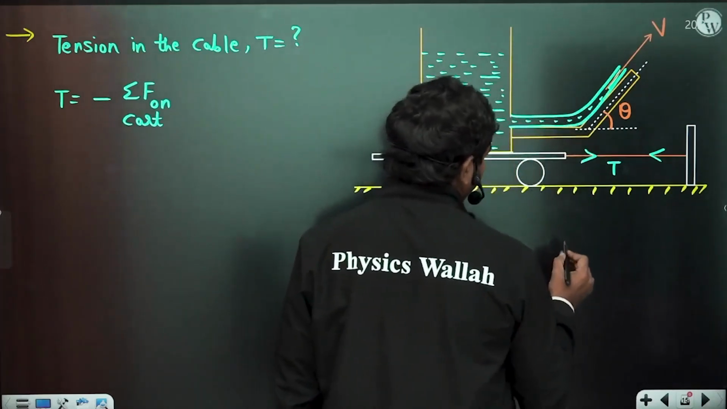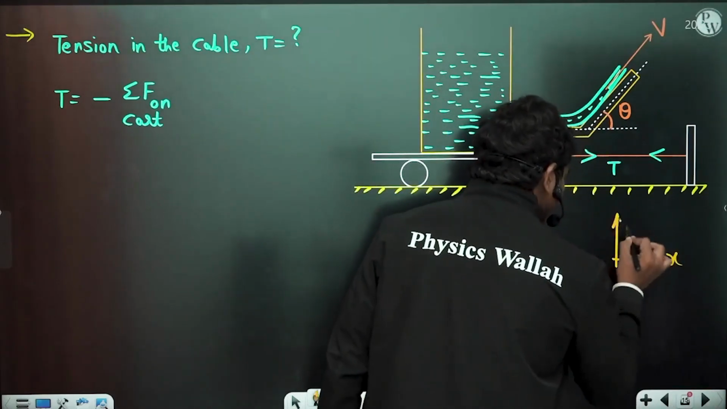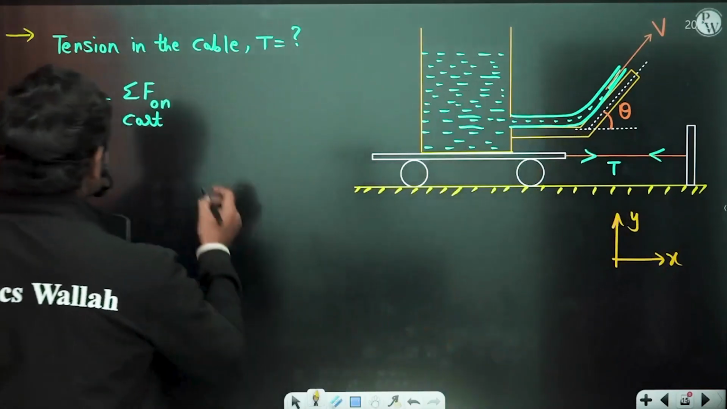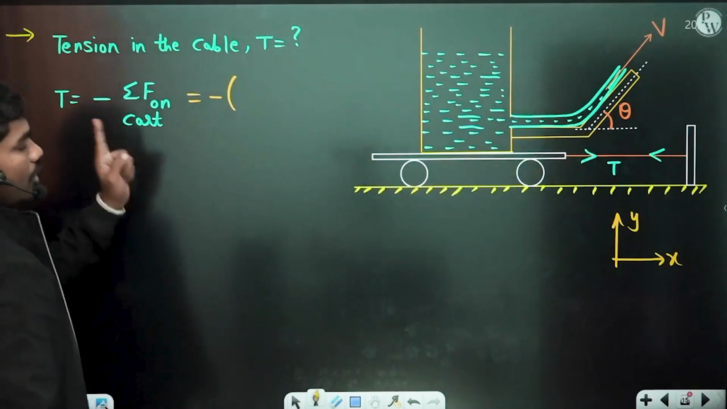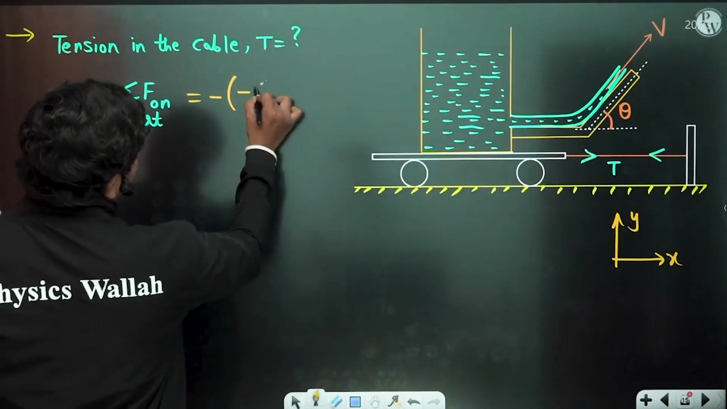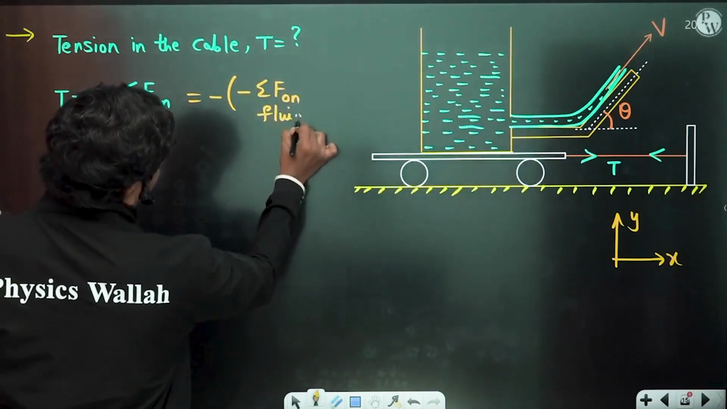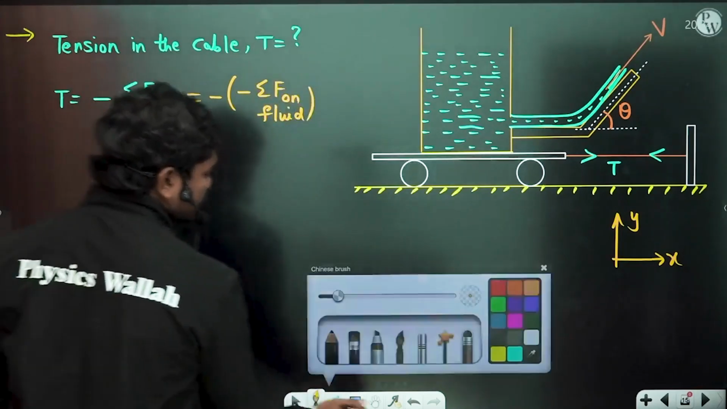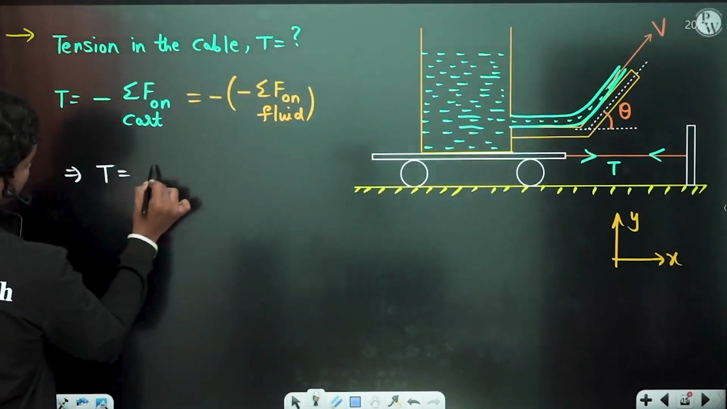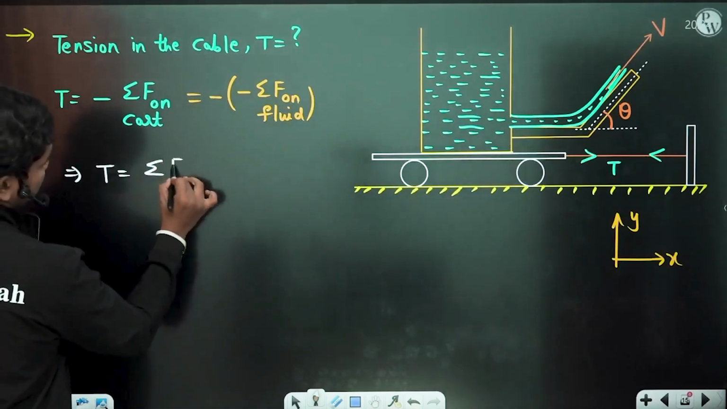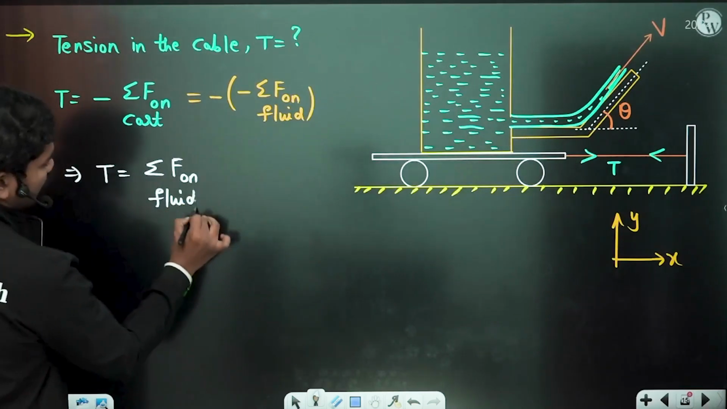So now if you see, this is the x direction and this is the y direction. So obviously minus sigma F on cart is nothing but minus sigma F on fluid. Sigma F on fluid actually. Okay, so this implies tension in the cable is equal to minus of minus, which is generally plus, sigma F on fluid. So what is sigma F on fluid?